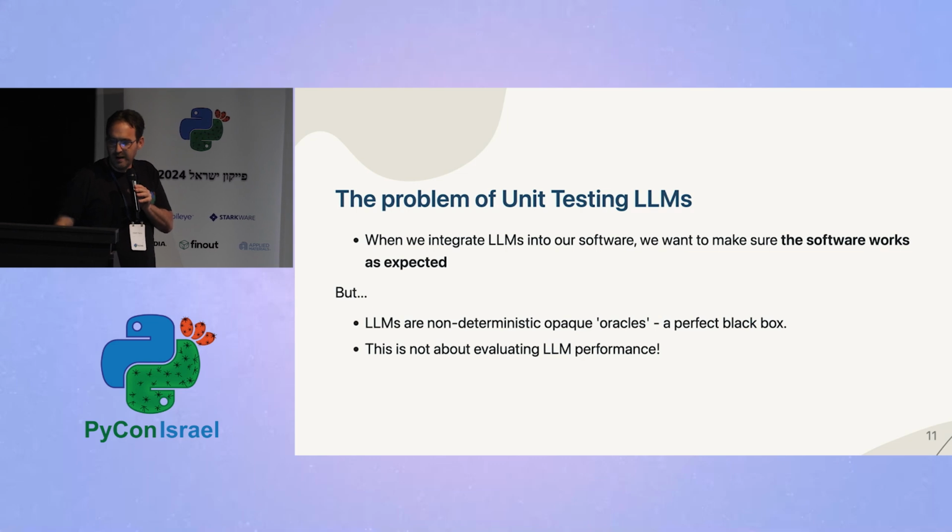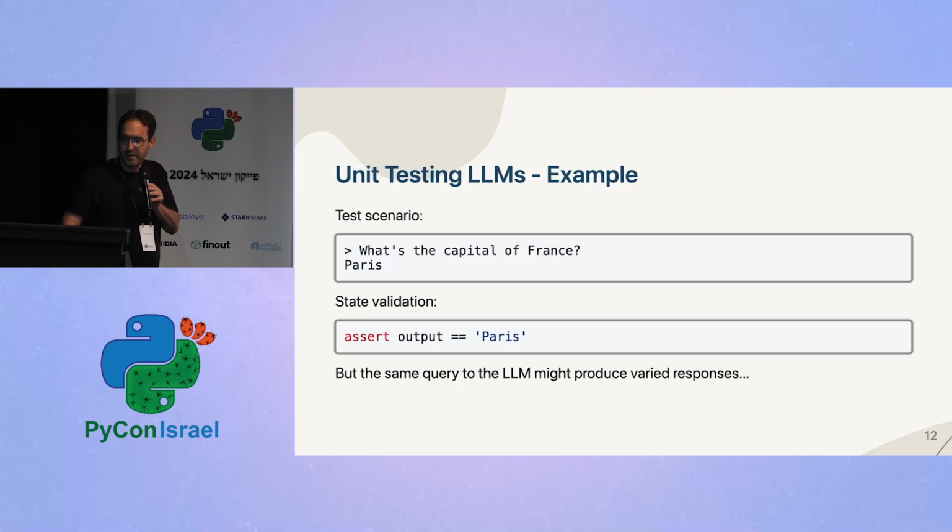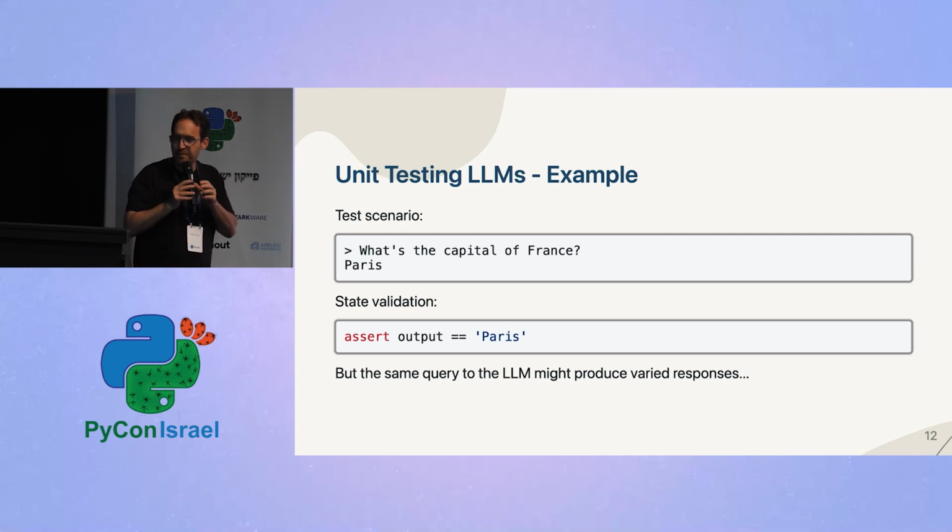So this is the context of the talk: not about evaluating and metrics and whatever, but actually writing the tests. Let's give an example of why this is problematic. Let's say we're integrating this LLM, and one of our scenarios is asking it what's the capital of France. It says Paris, great. Let's write the validation code.